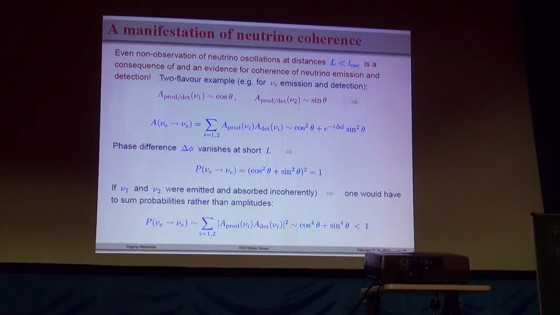Okay? Now what happens if the production and detection are not coherent? In this case, instead of adding the amplitudes, you have to add the probabilities. And instead of this, you immediately get cosine to the fourth of theta plus sine to the fourth of theta. And this is less than one. So the very fact that we don't observe neutrino oscillation at short distances is an experimental proof that neutrinos are produced and detected coherently. Otherwise, we would see the reduced flux of electron neutrinos already practically at zero distance from the source.